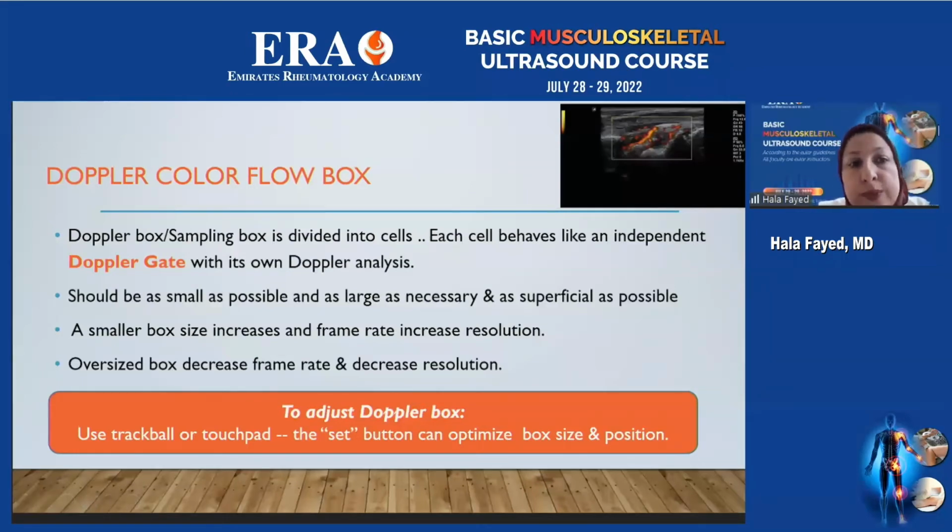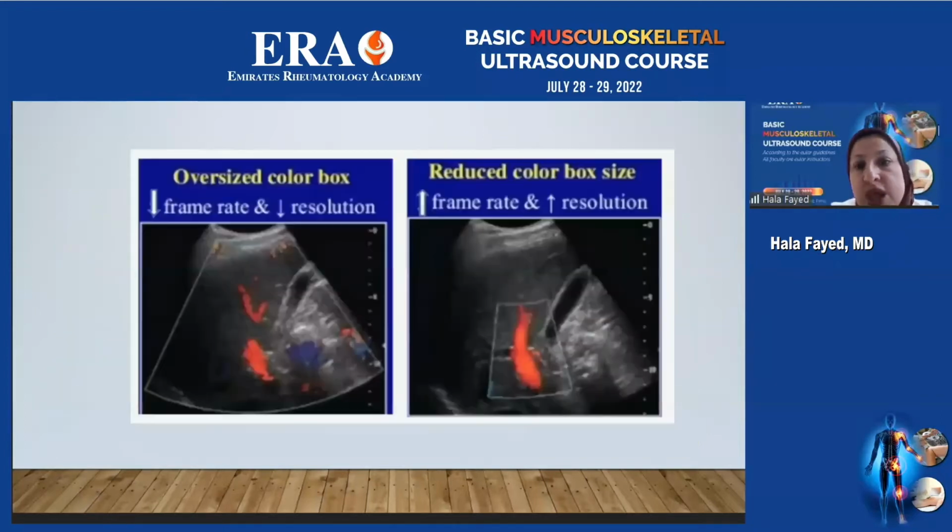The Doppler box or sampling box is divided into cells, and each cell behaves like an independent Doppler gain with its own Doppler analysis. And as we said, it should be as small as possible, but as large as necessary and as superficial as possible. A small box size increases the frame rate and increases resolution. An oversized box decreases the frame rate and decreases resolution, as we will see here.